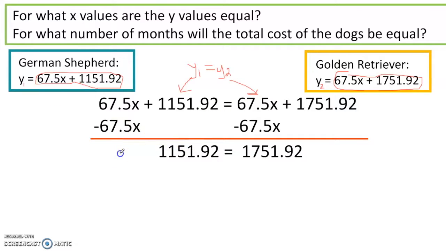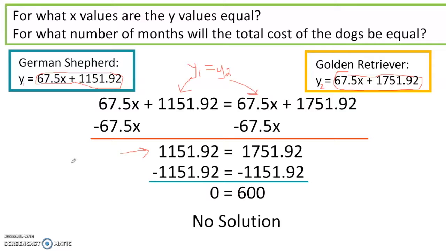And you'll see that we end up with two constant values that are not the same. Some people would go even further to make it look more simplistic and subtract the same value from each side, and we end up with 0 is equal to 600. So there is no solution to this equation. We know that there's no solution because 0 is not equal to 600.